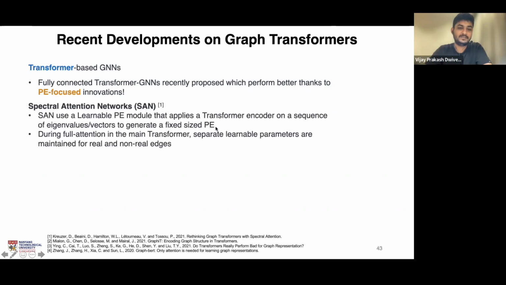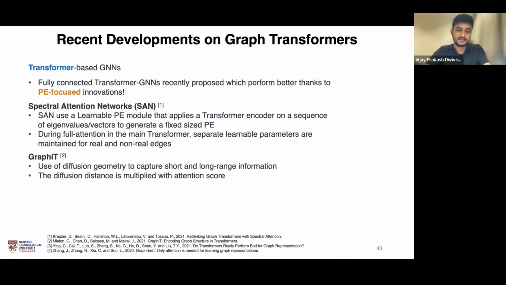Recently there are three different works that I highlight here. The first is the spectral attention, which performs full attention, and it's similar to a transformer, but there are two key differences. First, it uses a learnable PE module, which is a function on the eigenvalues and eigenvectors. It gives a fixed size positional encoding. And second, when they're doing the full attention, there are separate learnable parameters for the actual edges and for the non-existing edges. So these two differences actually help the model to perform the full attention on the graph. Using simply the full attention is not very powerful, as we discovered in the previous work.